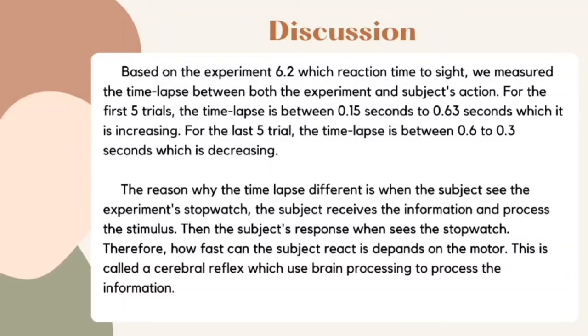The reason why the time lapse is different is that when the subject sees the experimenter's stopwatch, the subject receives the information and processes the stimulus. Then the subject responds when they see the stopwatch. Therefore, how fast the subject can react depends on the motor response. It is called a cerebral reflex, which uses brain processing to process the information.